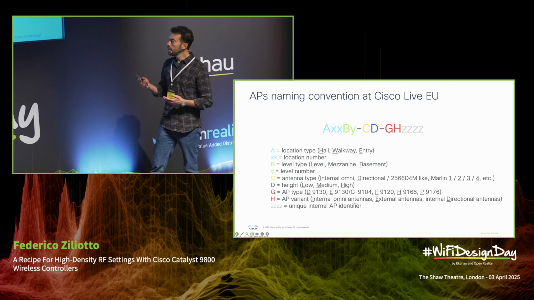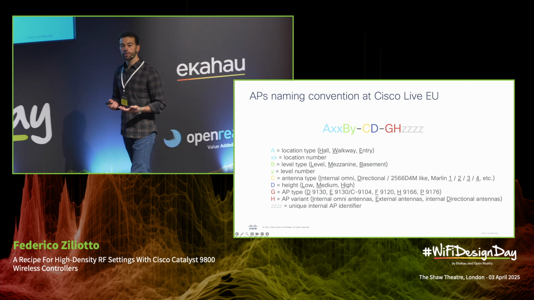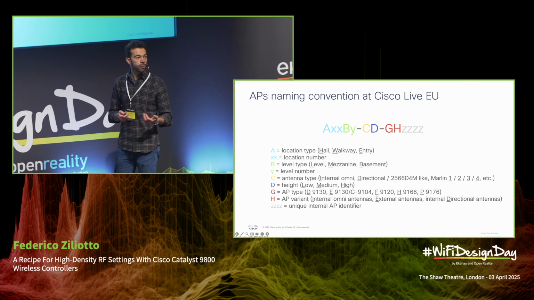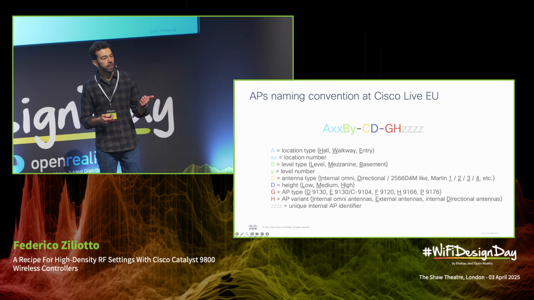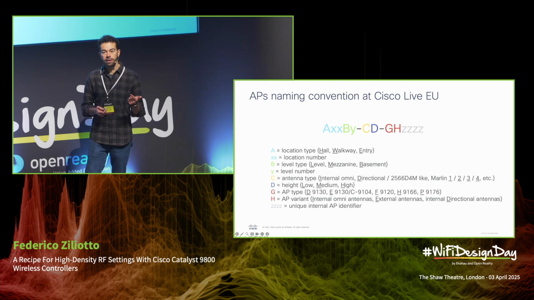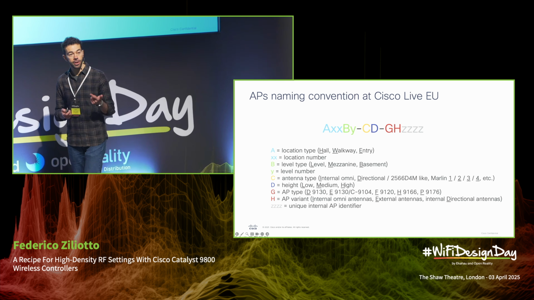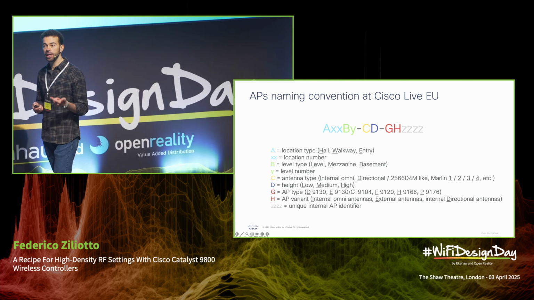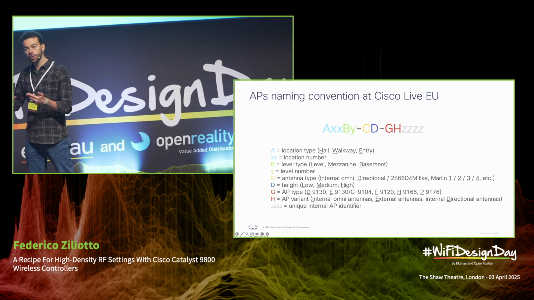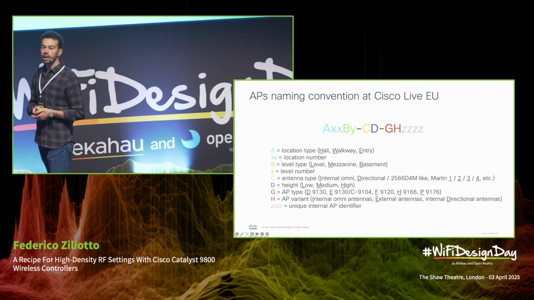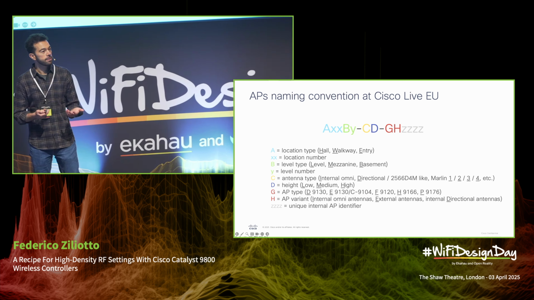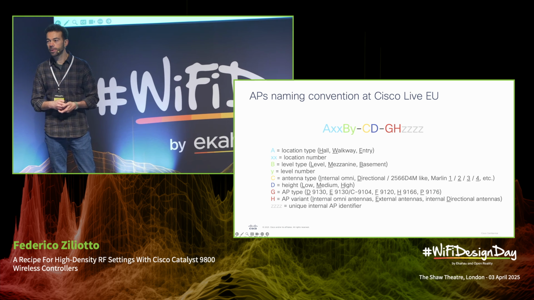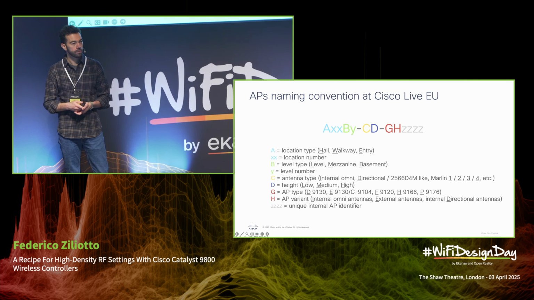There are a couple of other pieces of information that are very useful to us when we are naming the access point. One is the antenna model, and one is the height at which that antenna is installed. Okay, those are the placeholders with the letters C and D that you see there. And then, of course, we also like to add a couple of letters to quickly identify the AP model we're using, and we leave some space for a unique identifier as well.